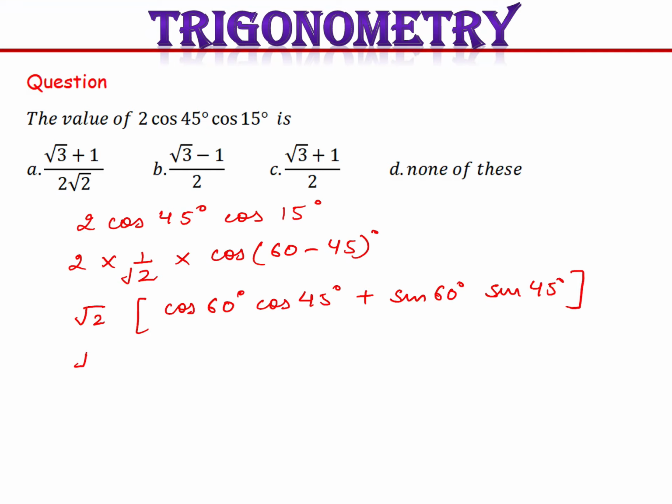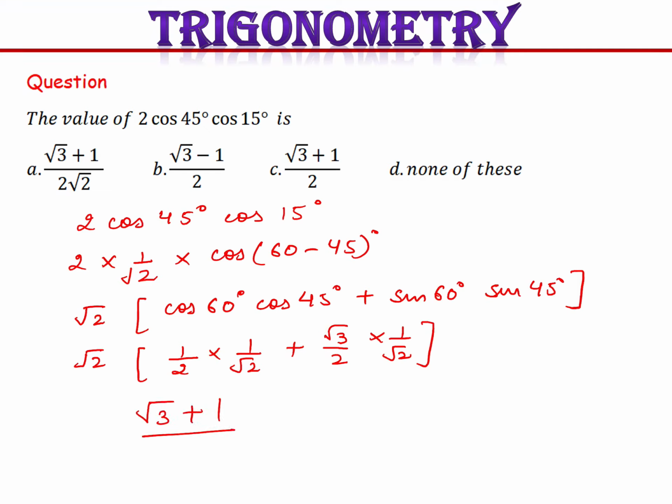So now you just have to put the values and you are going to get the answer. 1 by 2, 1 by root 2, root 3 by 2 and 1 by root 2. If I take 1 by root 2 common, that gets cancelled and I will be left with root 3 plus 1 divided by 2. So my answer is option C.